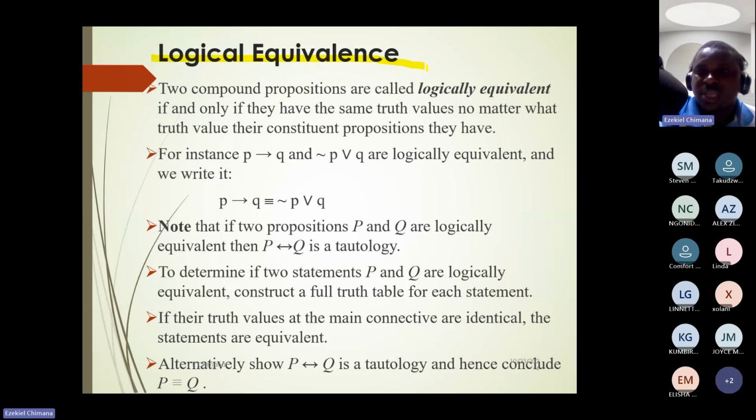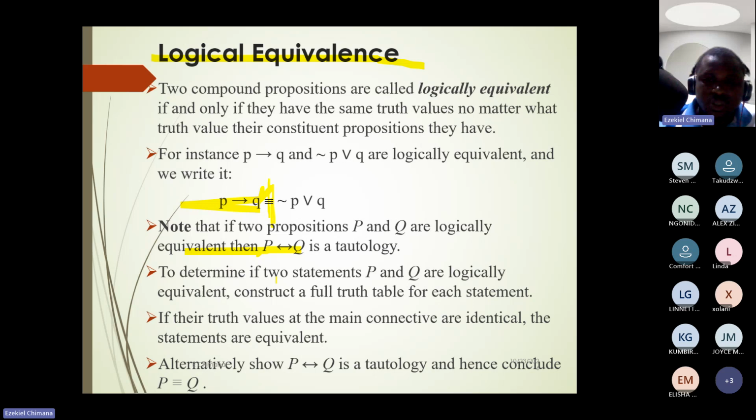Two compound propositions are called logically equivalent if and only if they have the same truth values, no matter what truth values their constituent propositions have. For instance, P implies Q and the negation of P or Q are logically equivalent, and we use this symbol for logical equivalence. Note that if two propositions P and Q are logically equivalent, then the if and only if, or the biconditional, is a tautology.